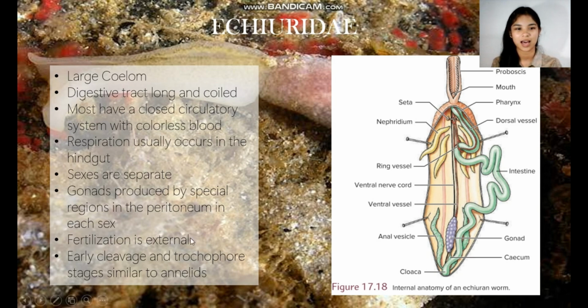So this is the internal anatomy of an Echiuran worm. It has a large coelom, and its digestive tract is long and coiled. Most have a closed circulatory system with colorless blood, and the respiration usually occurs in the hindgut. Sexes are separate. Gonads are produced by special regions in the peritoneum in each sex. Then the fertilization is done externally, and early cleavage and trochophore stages are similar to annelids.